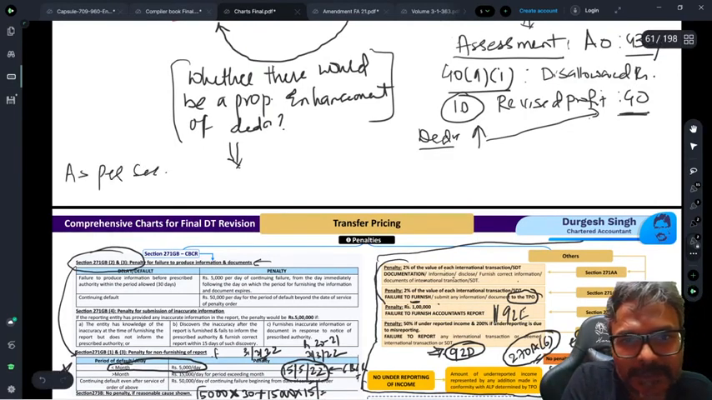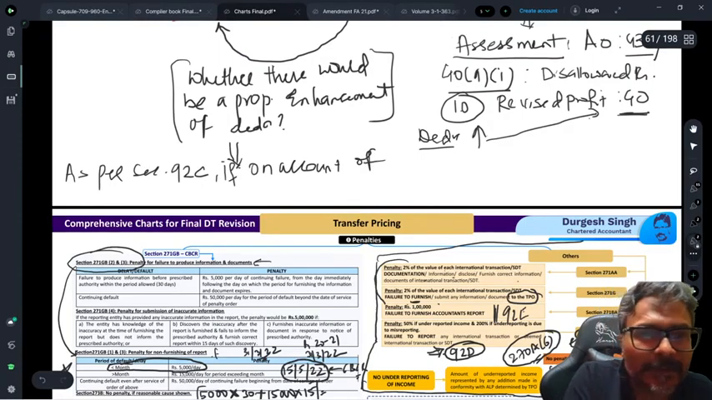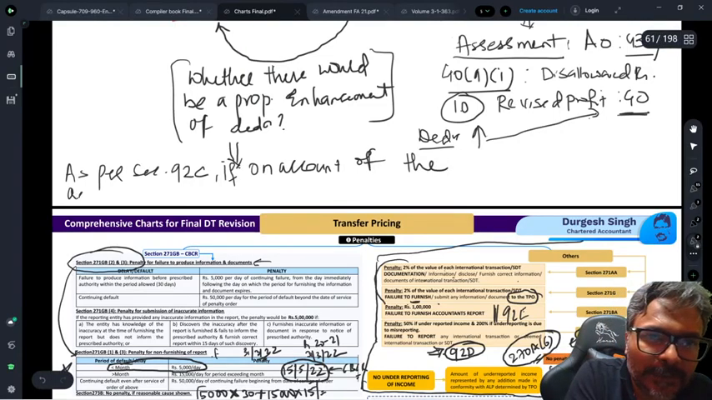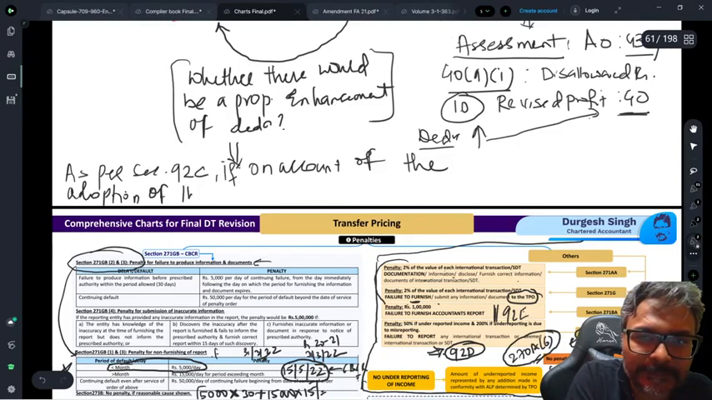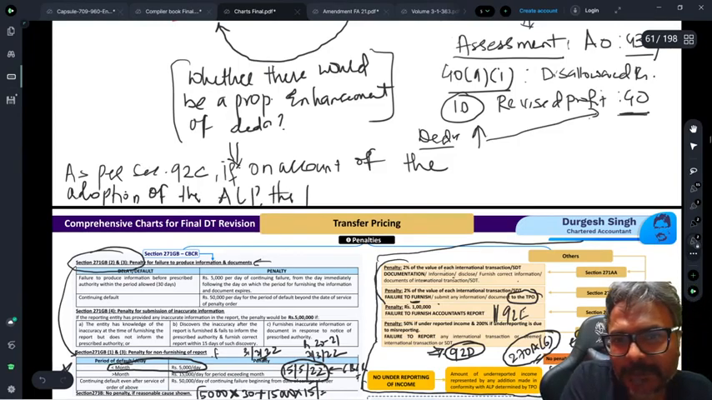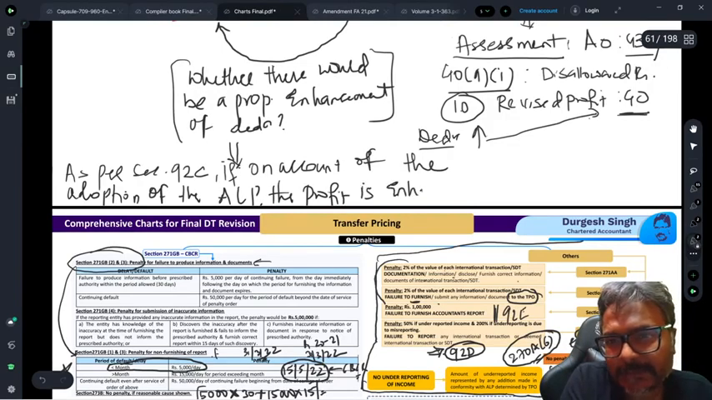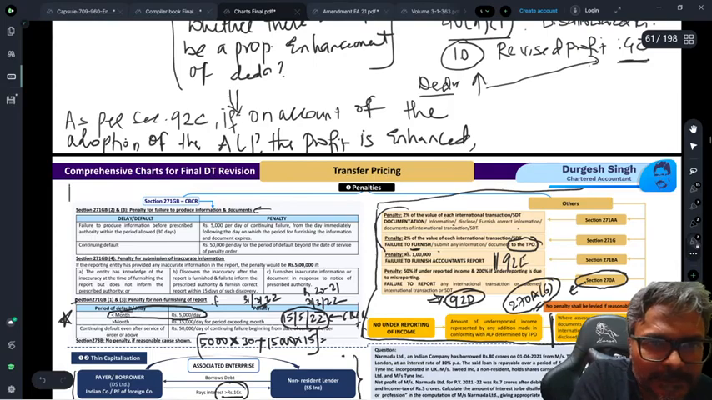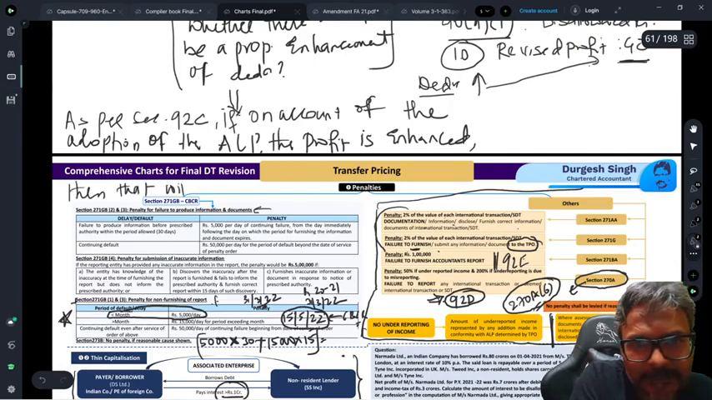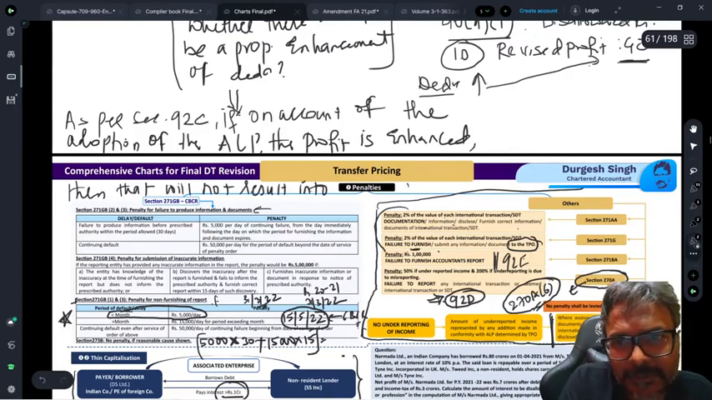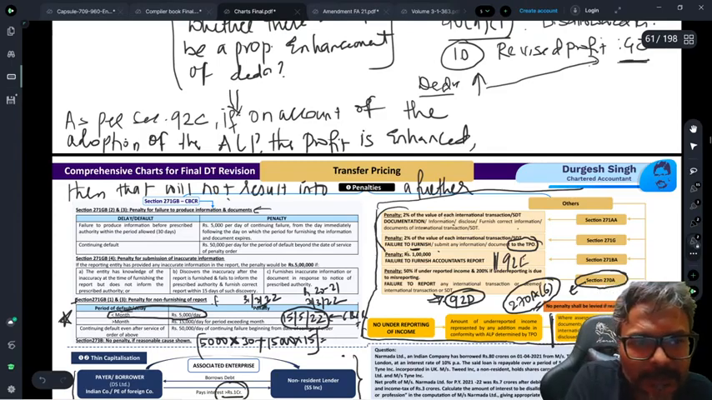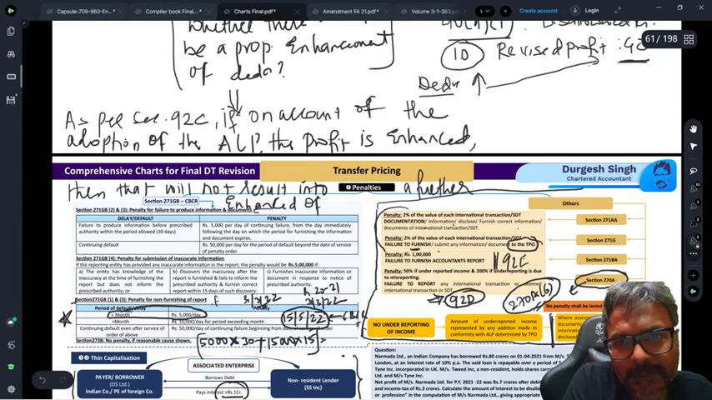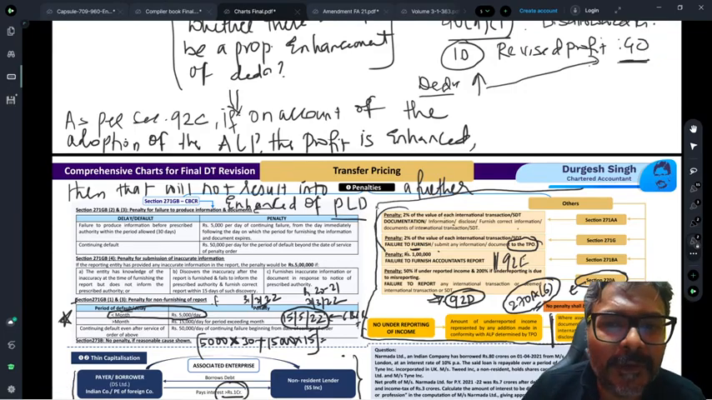As per section 92C, comma, if on account of the adoption of ALP, comma, the profit is enhanced, comma, then below that, right students, that will not result into a further enhancement of what? PLD. I'm just writing short form PLD. What is PLD? Profit link deduction.